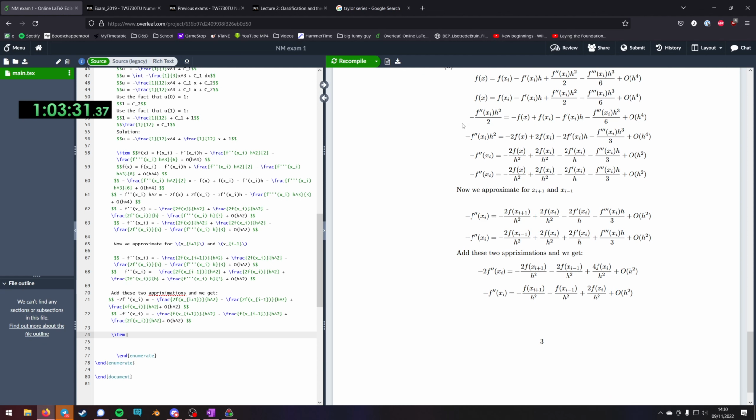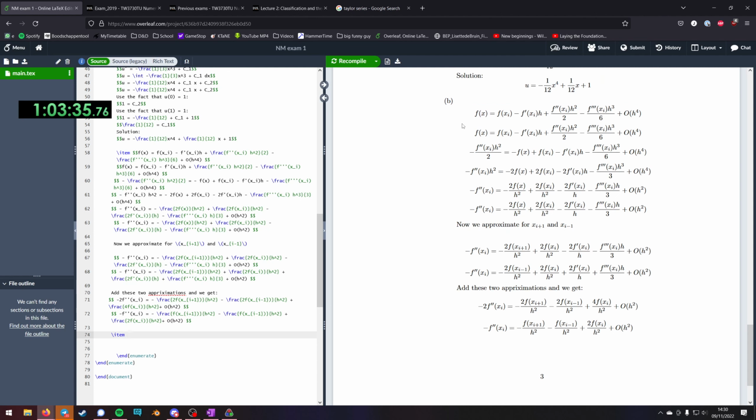Yeah, I think also now where you say there, now we approximate for x_{i+1}, x_{i-1}. In the f, the first f also needs to put x_{i+1} and x_{i-1}, right? No, so we are approximating x_i from the viewpoint of x_{i+1} and x_{i-1}. Okay.